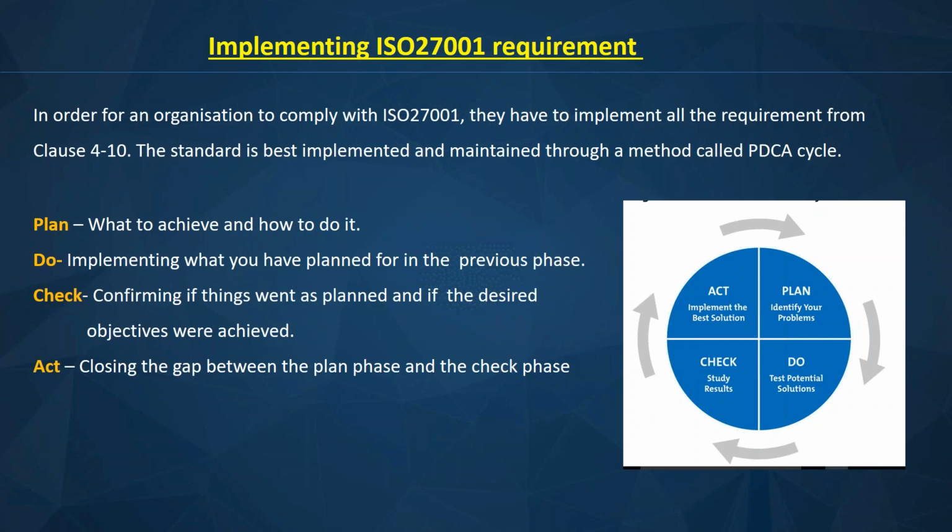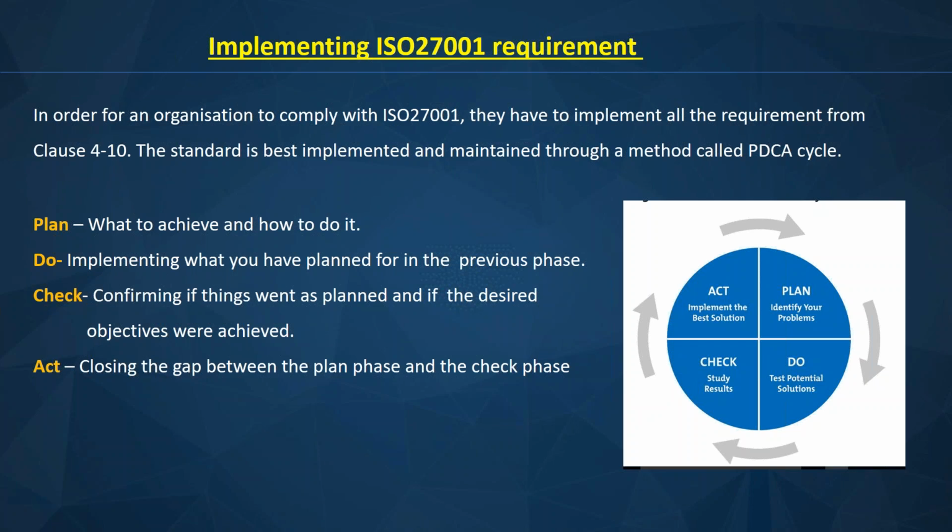Okay, the do phase is implementing what you have planned for in the previous phase. What you planned for in the plan phase, that's what you need to do in the do phase. Okay, the check phase is confirming if things went as planned and if the desired objectives were achieved.